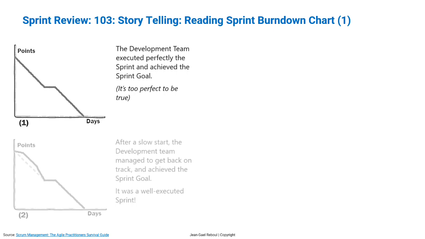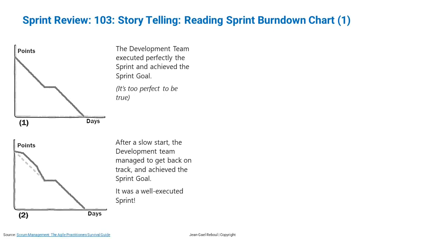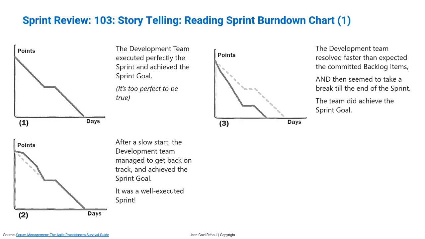Now, in this second scenario, after a slow start, which is typical, the development team managed to get back on track and achieve the sprint goal. It's a well-executed sprint, and there's nothing else to say here. Now, on this one, we can see that the development team resolves faster than expected the committed scope. And it also seems that the team decides to take a break for the remainder of the sprint. Why? I don't know. In the end, while the team did meet the sprint goal, the team could possibly have brought new user stories into the sprint backlog. Again, bring it up during the sprint retrospective to figure out the why.